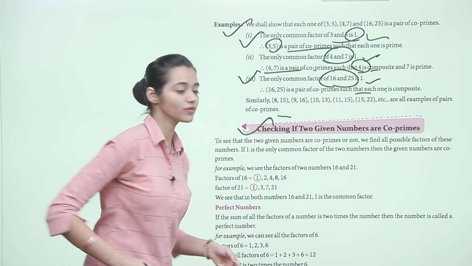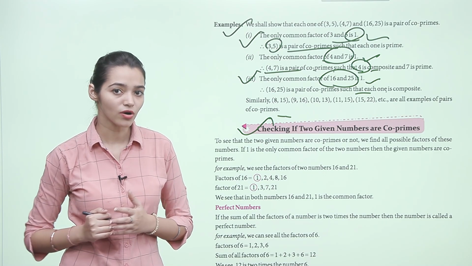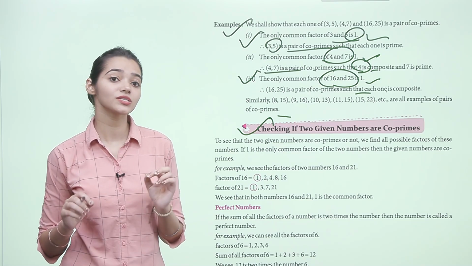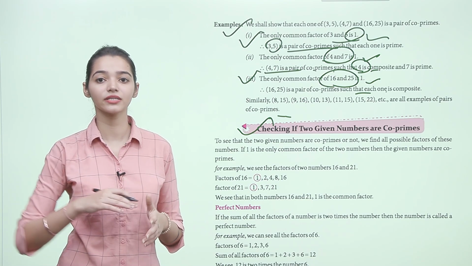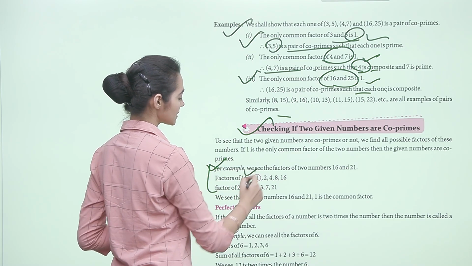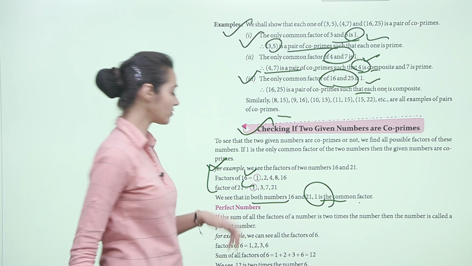Now, checking if 2 given numbers are co-prime or not. To see whether 2 given numbers are co-prime, we will find the possible factors of the numbers. If 1 is the only common factor of the 2 numbers, then the given numbers are co-prime. For example, take the numbers 16 and 21. We see that in both numbers 1 is the only common factor.